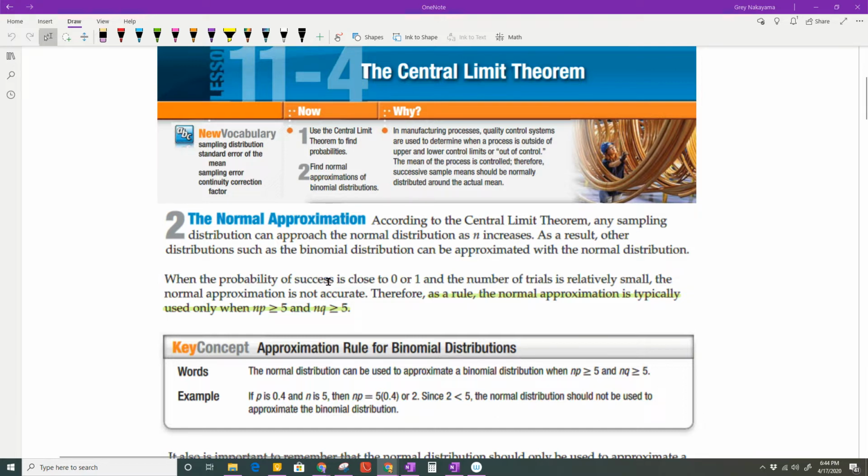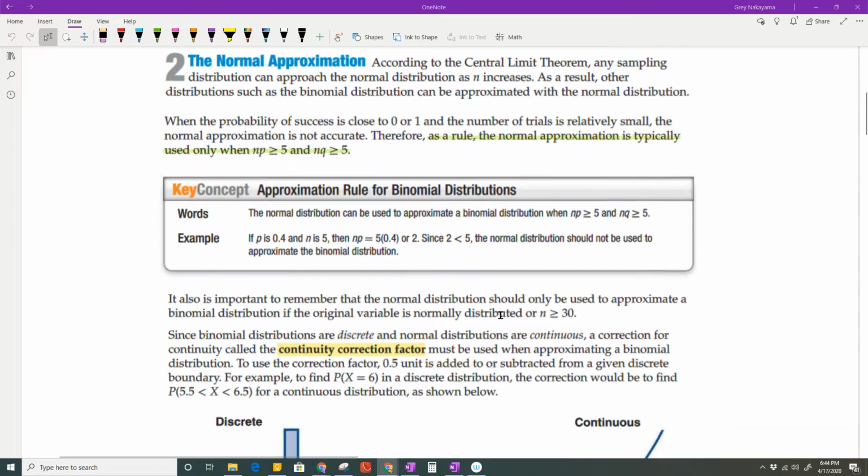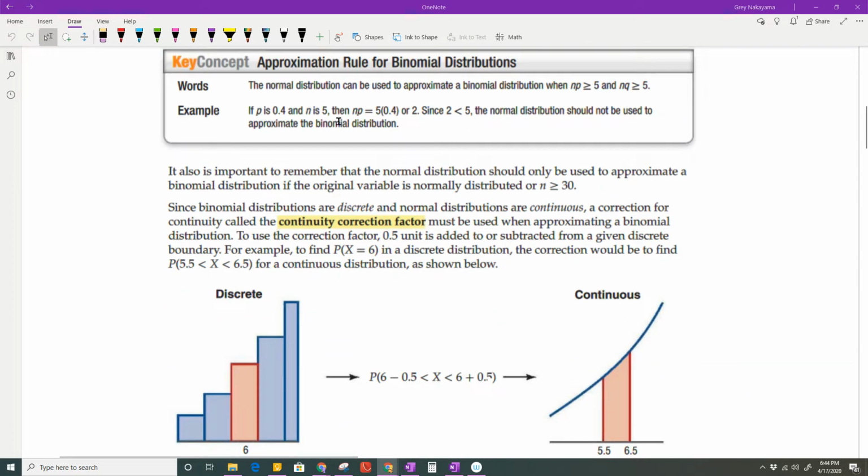When the probability of success is close to zero or 1, and the number of trials is relatively small, the normal approximation is not accurate. So whenever we do this, we do need to always make sure that n times p is greater than 5 or n times q is greater than 5. Remember, p is our probability of success and q is our probability of failure. Okay, so just something to keep in mind. I don't think we even have any examples that have that as a problem. So it shouldn't be a problem.